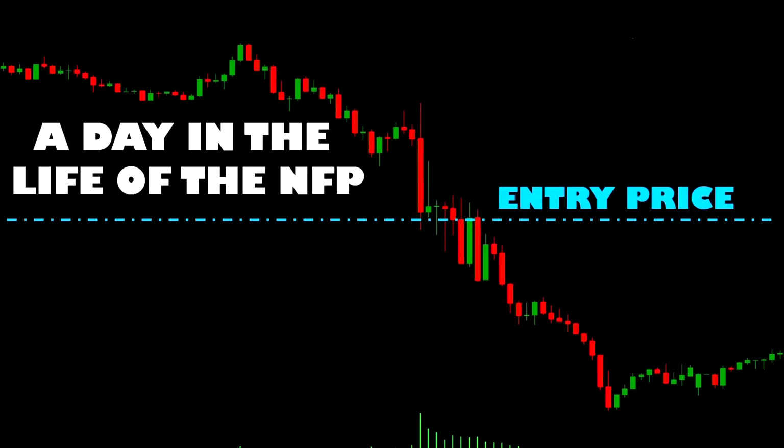Here's an example of all that in our day in the life where we've mapped out our entry price right there. The orange arrow directs to the candle where we enter the trade. That candle is the open of the 6th candle since the release of the NFP, so all around it is a valid entry into a sell trade.